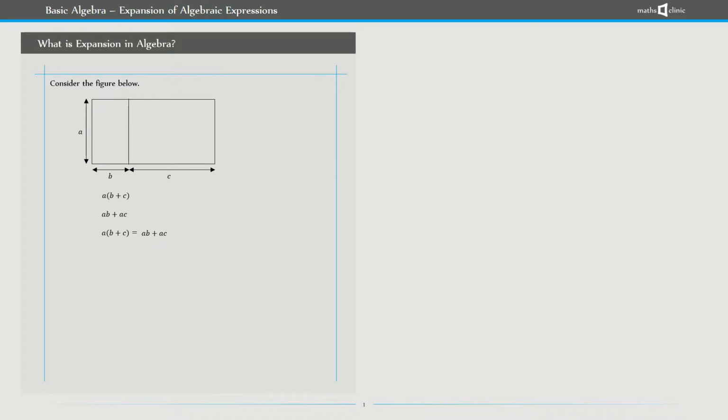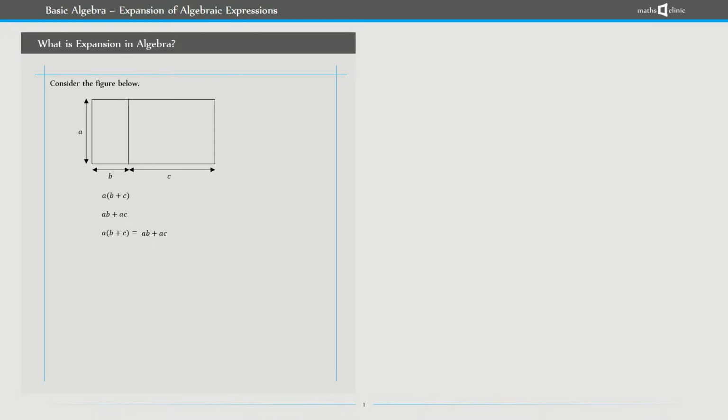Expansion in algebra mainly involves removing brackets. When you have brackets in algebra, how do you go about expanding out, multiplying out to eliminate the brackets? For example, you can have an expression like a multiplying open bracket b plus c, and you're asked to expand this. You'd expand it and your answer would be ab plus ac.